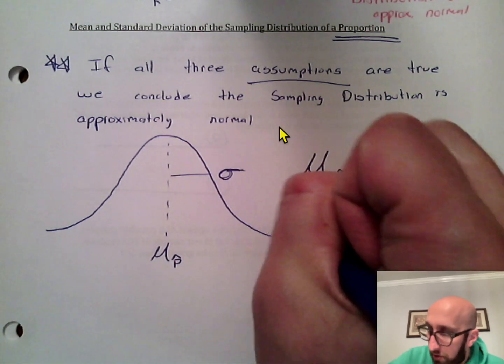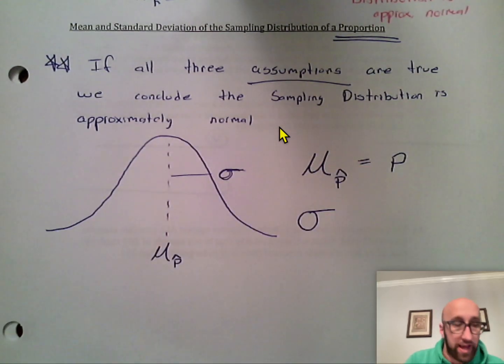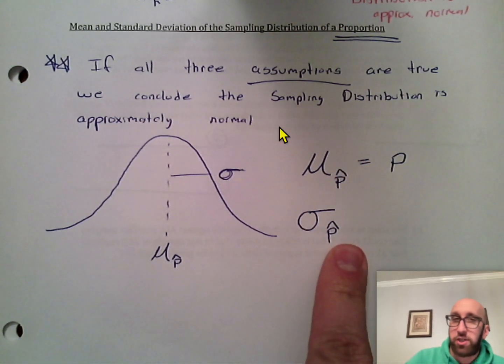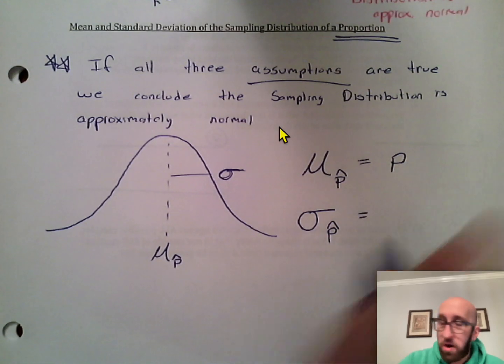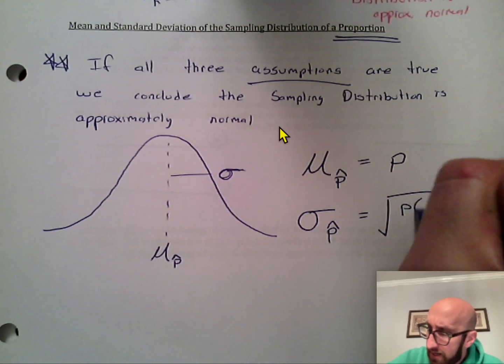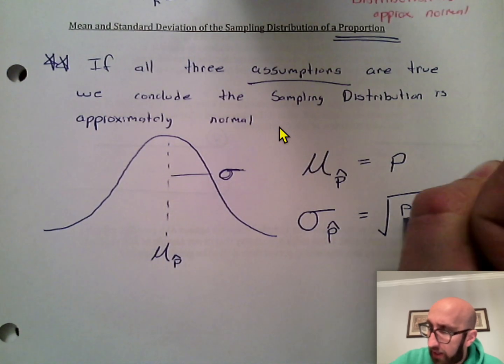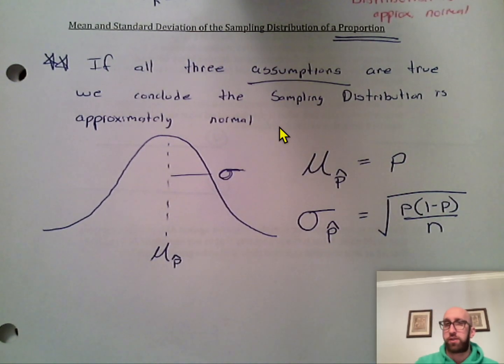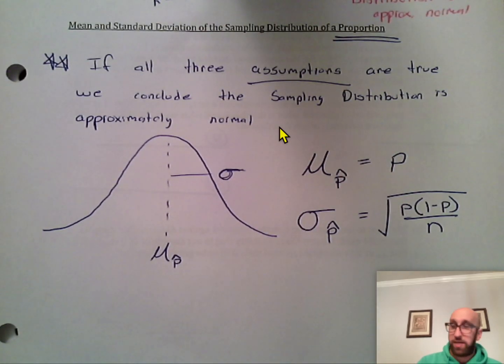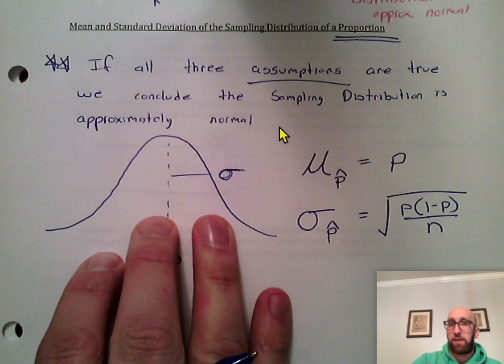And what we also know is if I take the standard deviation of all those p hats, we know the standard deviation is just p times 1 minus p divided by n, and we're going to take the square root of that, okay? If you want to pause me and write those down, these are what we know about my sampling distribution.